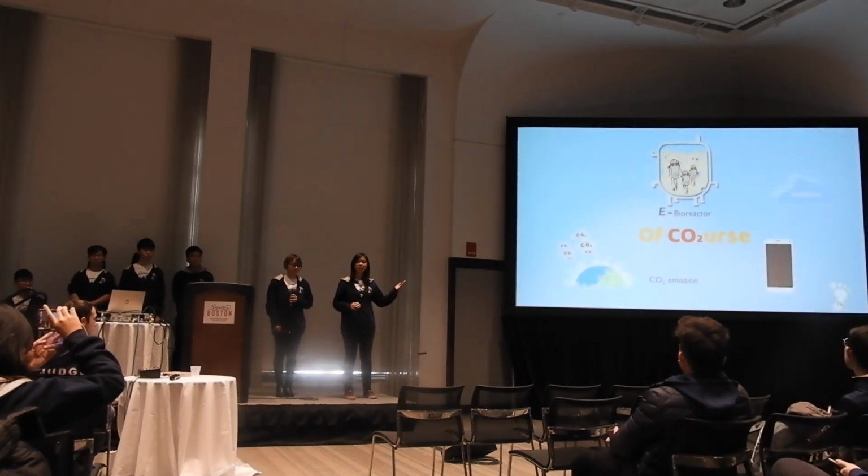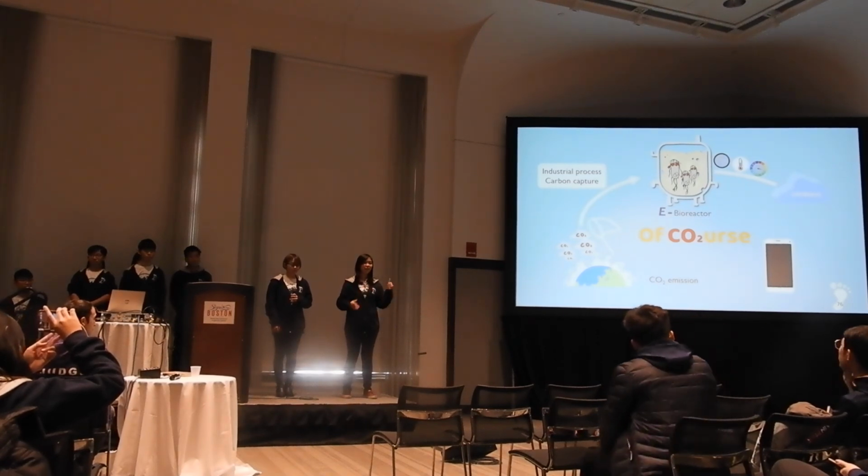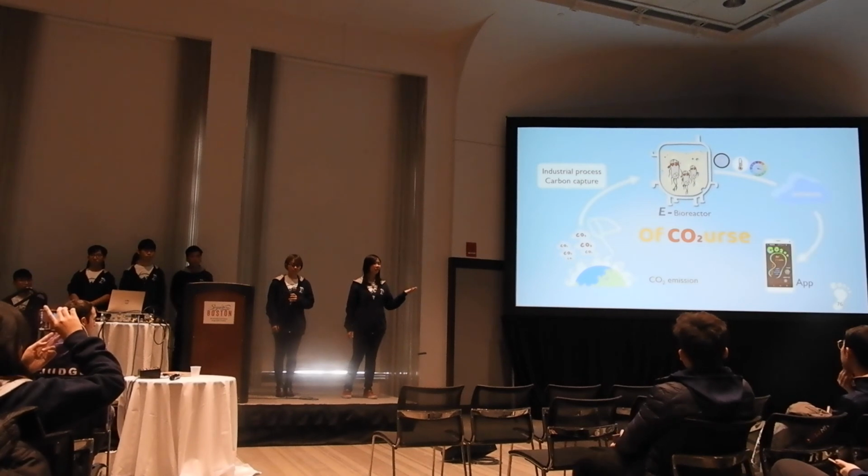Carbon dioxide is currently being produced and emitted by many factories. We mentioned that this carbon dioxide can be captured and enter our system. By monitoring three data, carbon dioxide concentration, pH value, and temperature, we can determine the progress of our system. And no matter where you are, you can check on the condition with the app we have designed.